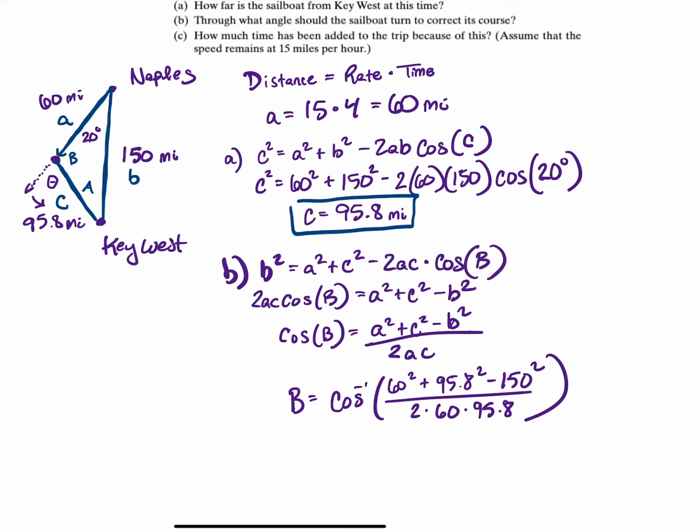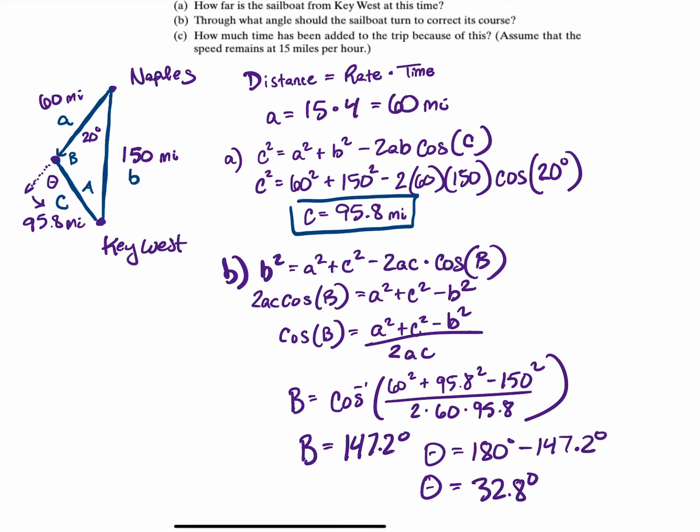So after we evaluate everything, you should get that B is equal to 147.2 degrees. So that's that inner angle. But we want this angle on the outside of the triangle. So we can say theta equals 180 minus 147.2. We can find the supplement of that angle, and you should get 32.8. So that's how much we need to turn in the direction of Key West in order to get back on track.